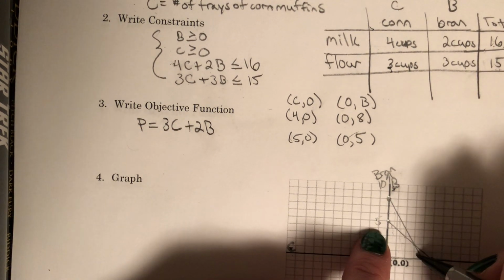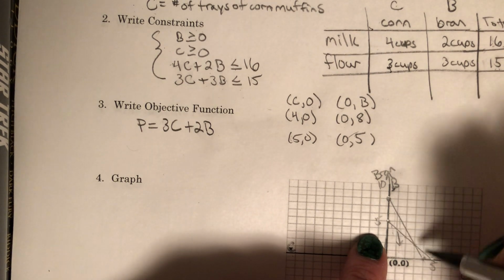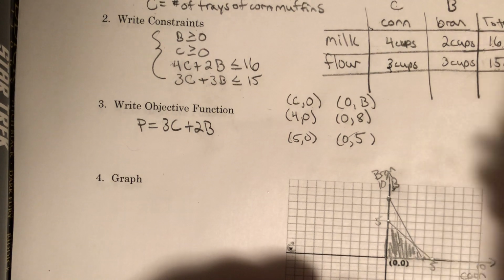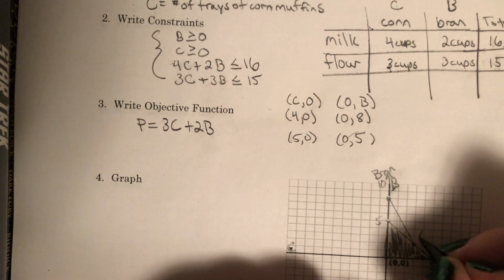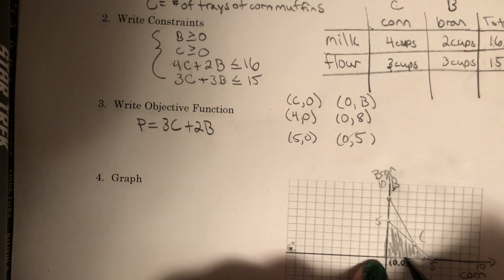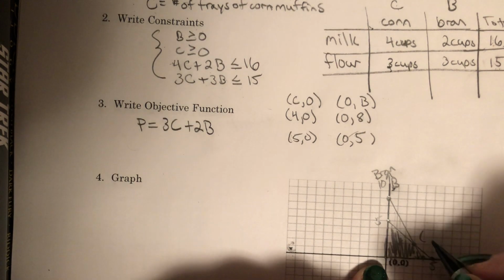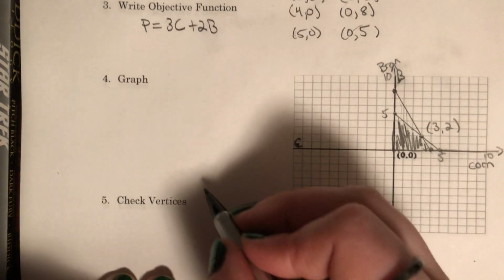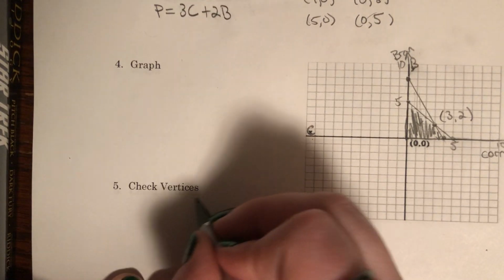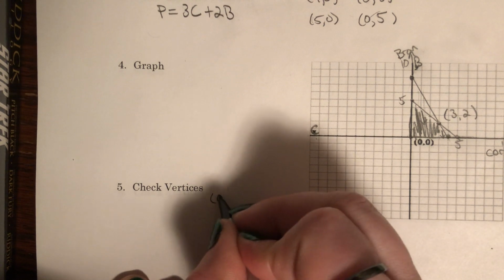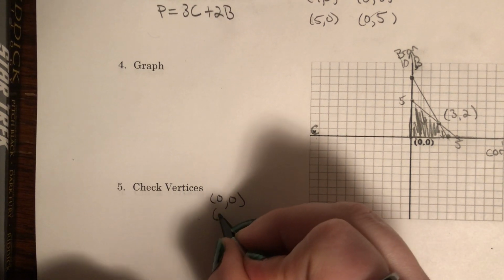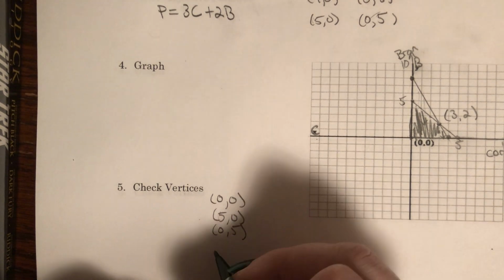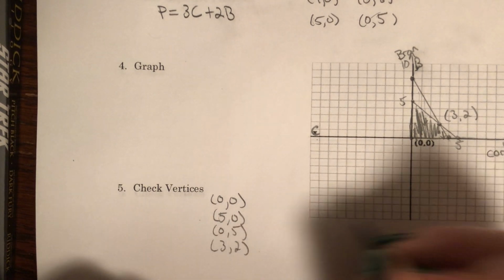Now, if I'm going to be less than for both of these, I'm going down from this one, I'm going down from this one. That puts me in this corner of the graph. And this right here is the point, let's see, 1, 2, 3, 1, 2, 3, 2, which means the vertices that I'm checking, let me scoot this over to here, are 0, 0, I'm checking 5, 0, 0, 5, and 3, 2.